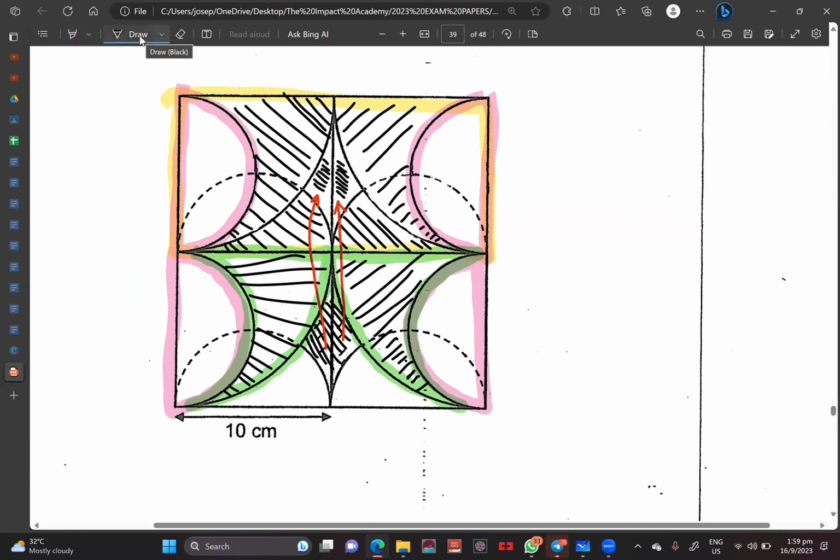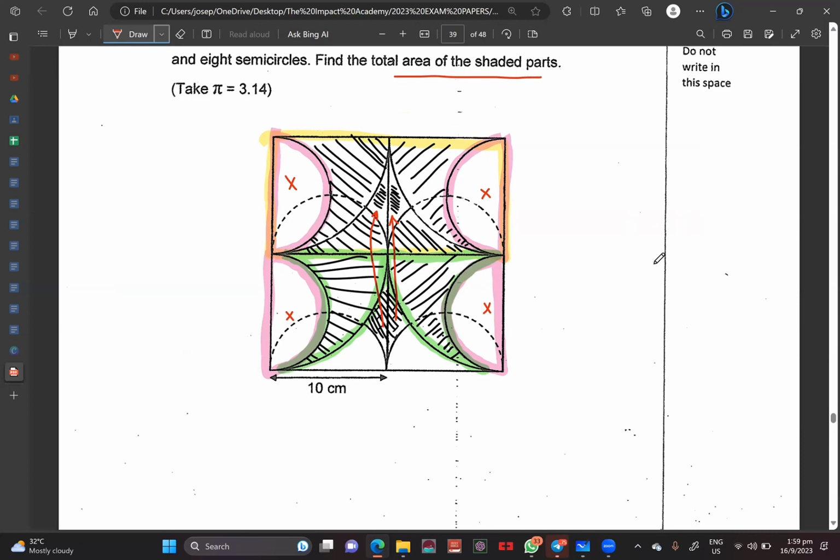So what have I removed in total? I will remove this, this, this, and this, and that is actually one circle. True? Or you can find four semicircles, it's okay. Do you understand? Then you add up all of the areas, and that's how you will get to the answer.